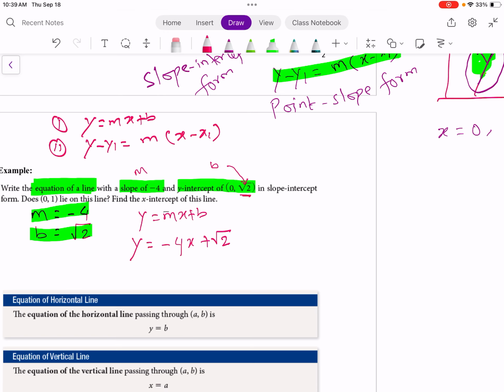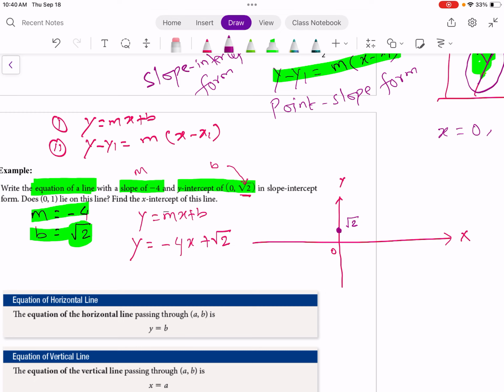Okay, now how do we draw a graph with these two pieces of information? So we need to have a Cartesian coordinate system. Now our y-intercept is square root of 2. What does the y-intercept mean? This is the point where the line crosses the y-axis. So let's say this point is square root of 2. This is the point where the line crosses the y-axis.